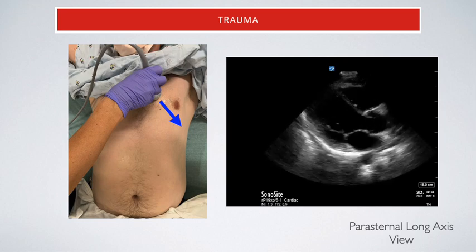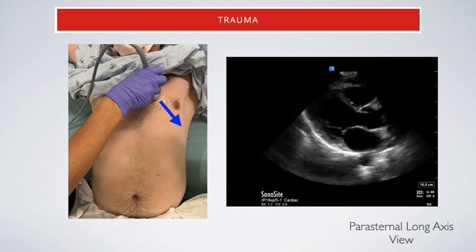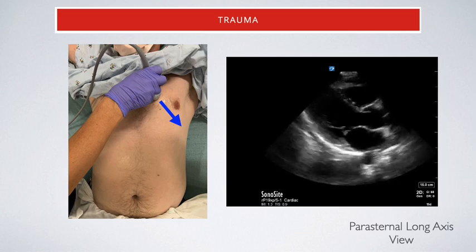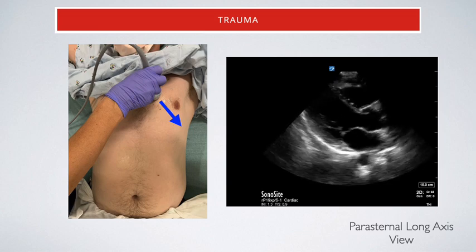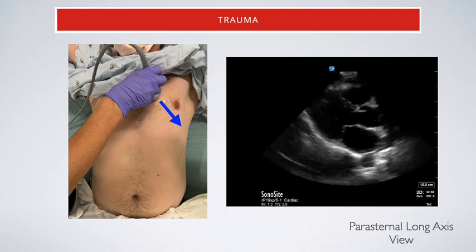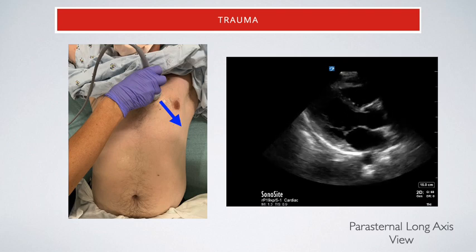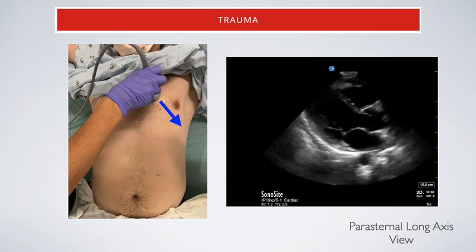In some patients with abdominal trauma, it is difficult to obtain an adequate subxiphoid view. In this case, move your probe just to the left of the sternum at about the 3rd or 4th intercostal space, with your probe marker angled toward the patient's left hip. In the image on the right, you can see the bright white pericardial stripe in the far field of the image.